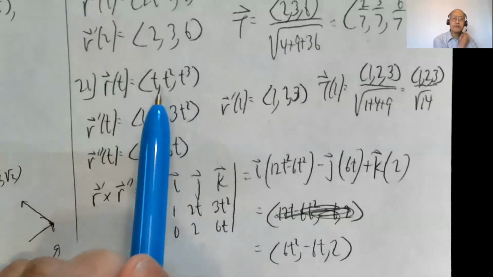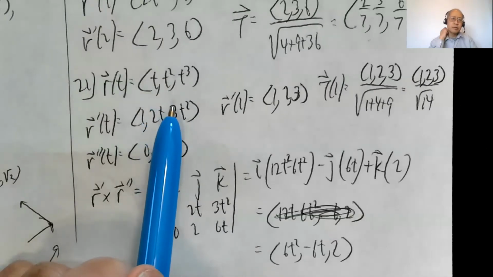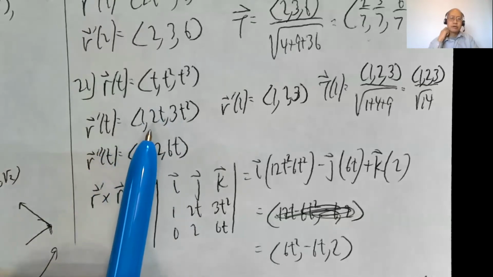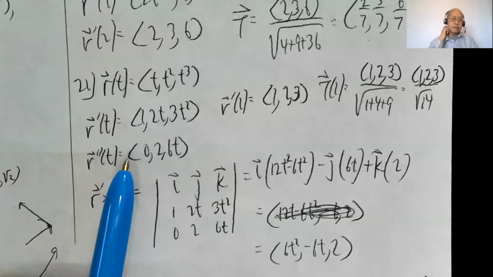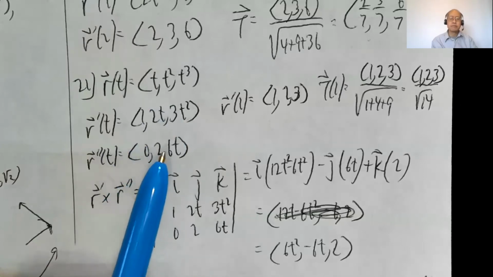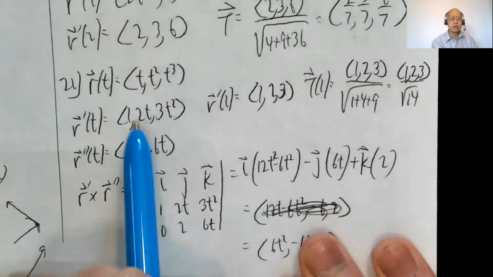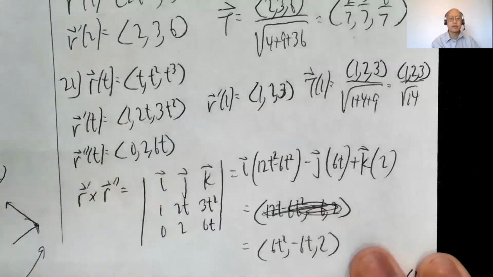Okay, 21, r of t is t, t squared, t cubed. Okay, they ask for r prime, which is 1, 2t, 3t squared. Double prime is 0, 2, 6t. Then they said to plug in 1. So plug in 1: 1, 2, 3.